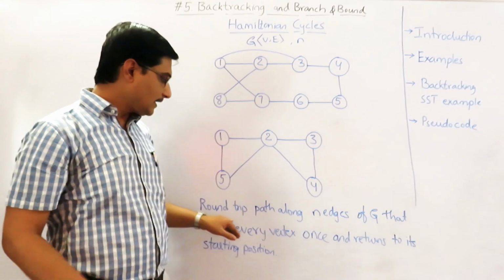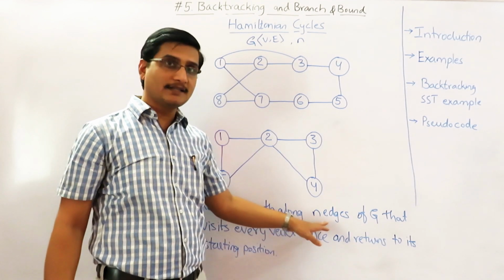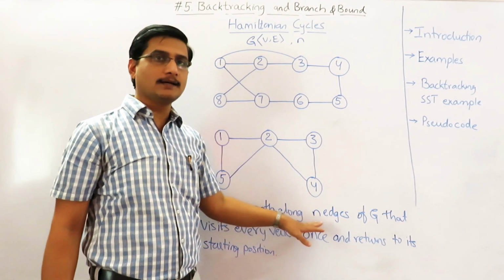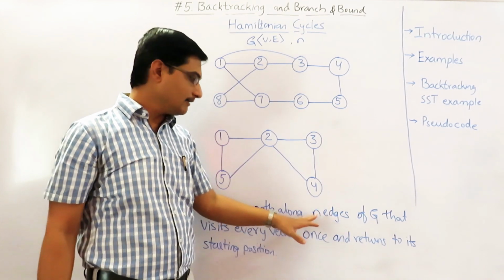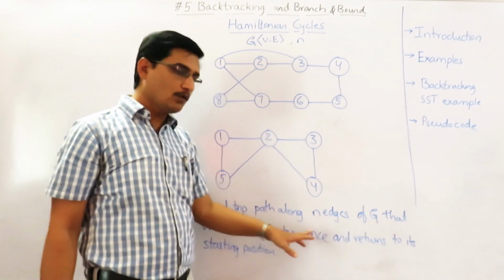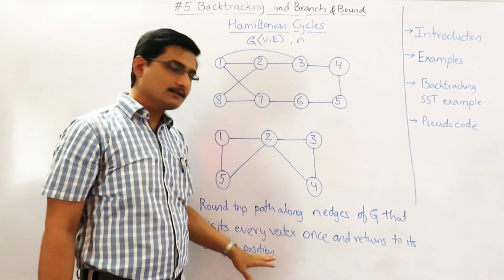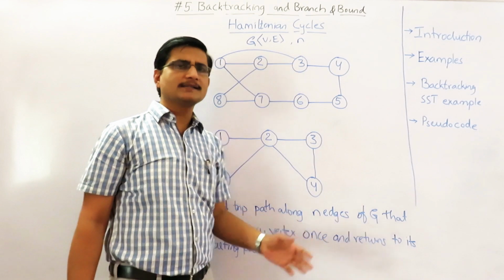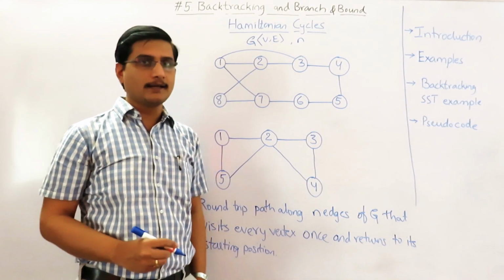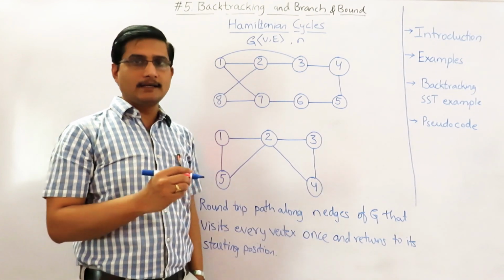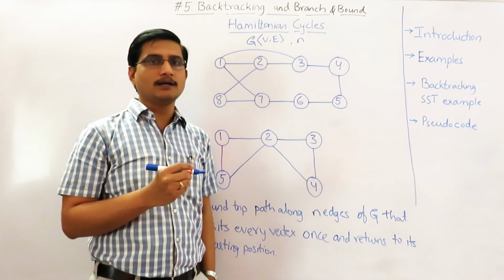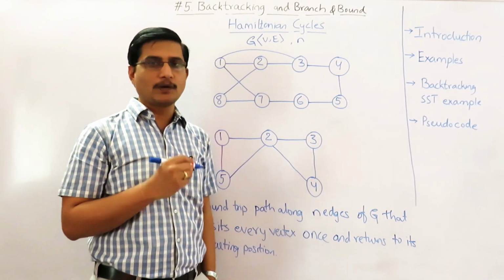That is, it is a round trip path along the n edges. See, if there are n number of vertices, we need to have n edges in the Hamiltonian cycle for a connected graph of G that visits every vertex only once and returns to the starting position. So it is something similar to the traveling salesman problem we had discussed earlier. That is traveling to all the vertices and coming back to the first vertex.